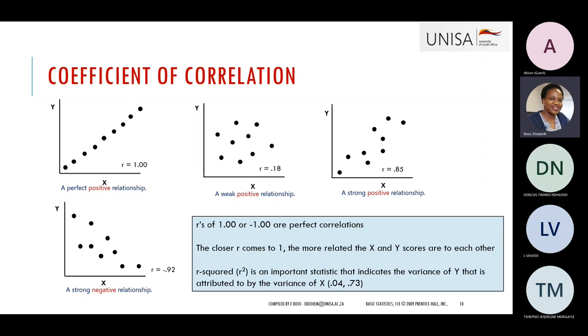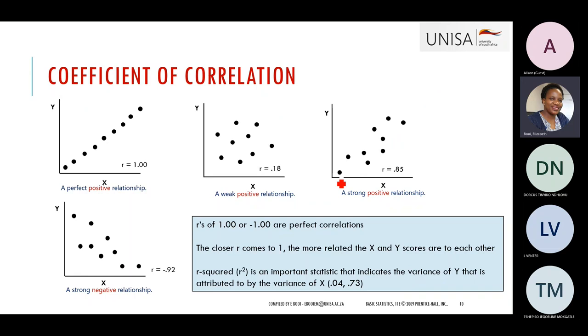If your dots are scattered all over the place, they can be what we call a weak relationship, or a no relationship. When R is 0.18, we say it's a weak relationship. If R was zero, we say there is no relationship. Similar to when you have a scatter plot where the values are scattered all over, and your R is equal to 0.85, we say it is a strong positive relationship.